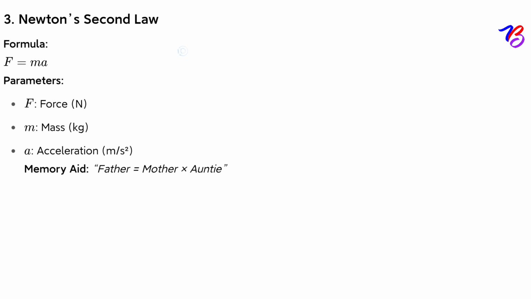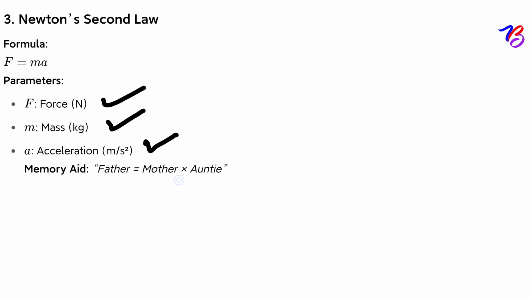Number 3, Newton's second law. Our formula is F is equal to ma. Of course, force is equal to mass multiplied by acceleration. First component, second component, third component. Triune parameters achieved. Are we together? How do you memorize this?